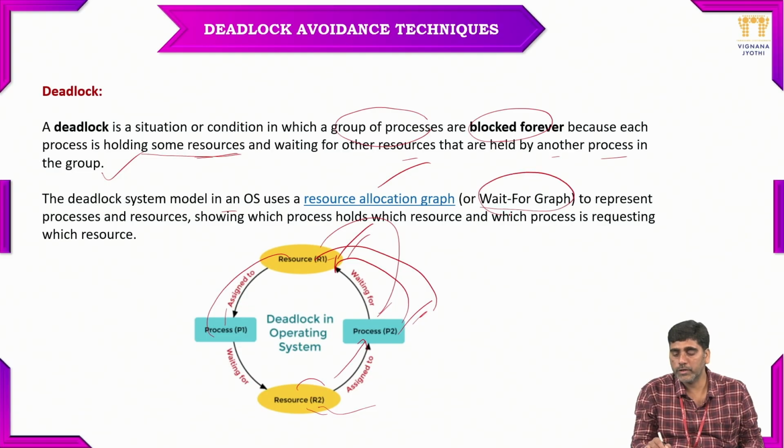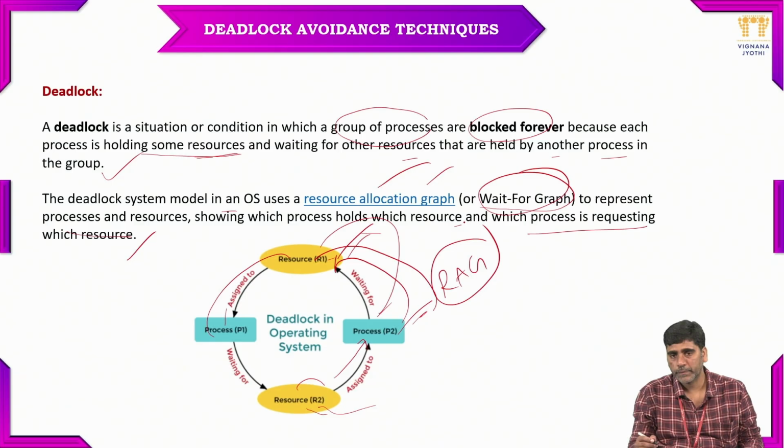The deadlock system model in OS uses the resource allocation graph as one technique, also called the wait-for graph, which represents processes and resources. It shows which process holds which resources and which process is requesting which resource. This entire diagram, the resource allocation graph or RAG, represents which process is assigned a resource and which process is waiting for a resource.